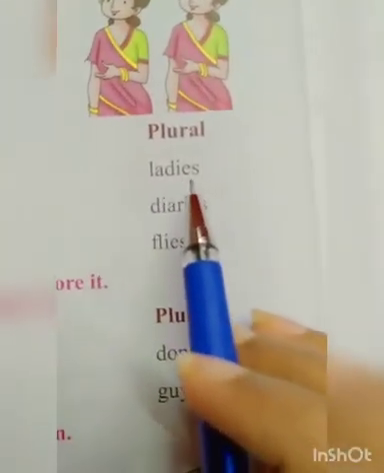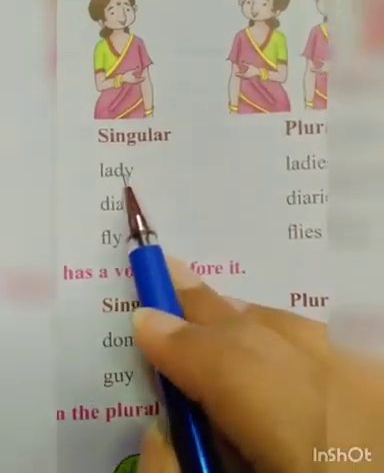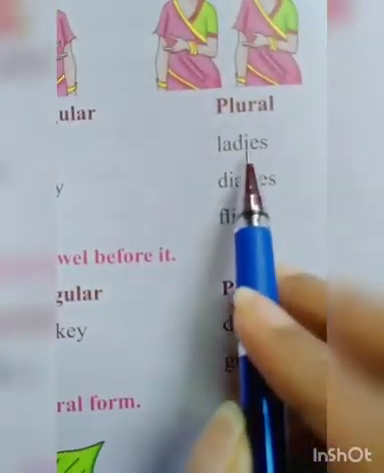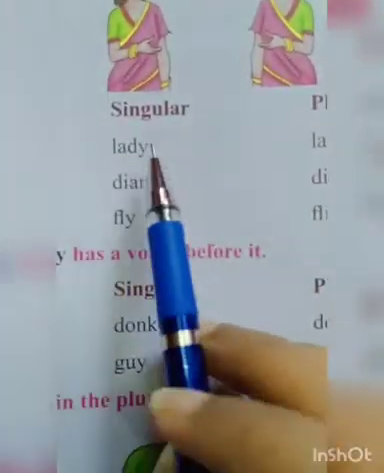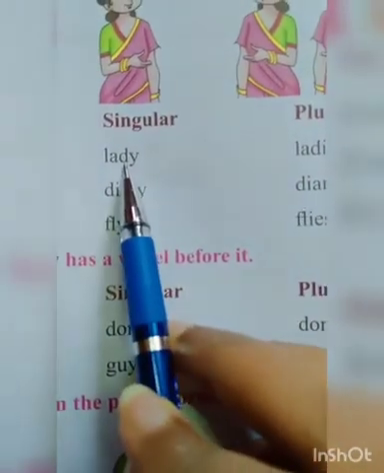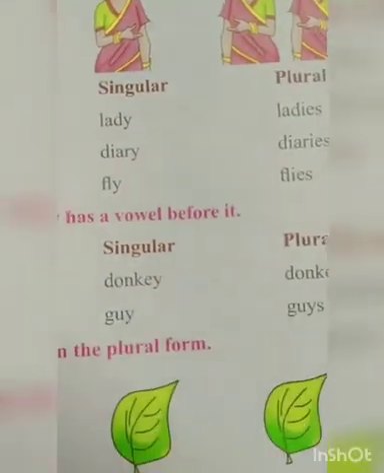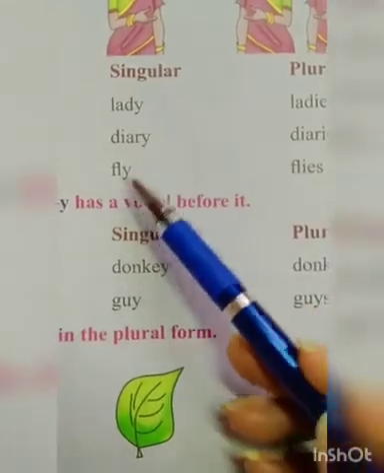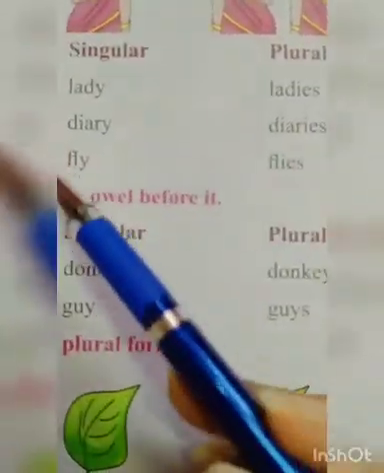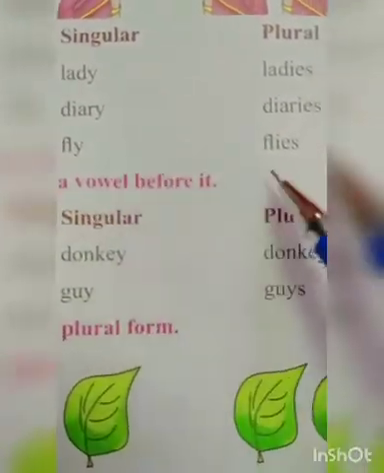Now see ladies. See lady. Why ladies? Why have we put ies here? Because before y the consonant is d. Okay. Now see, these two examples are also the same: diary, diaries; fly, flies.